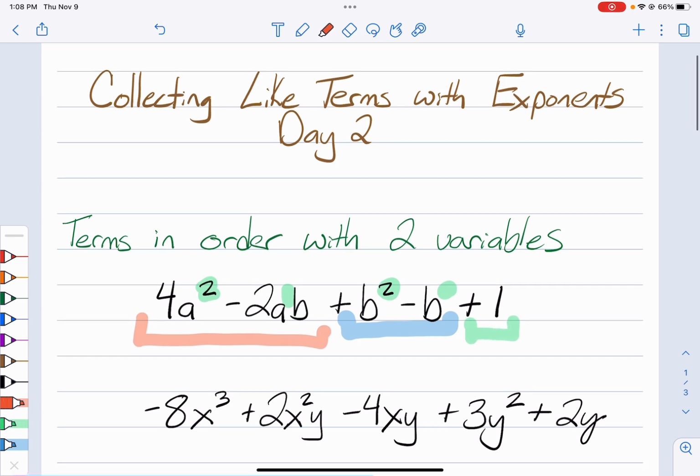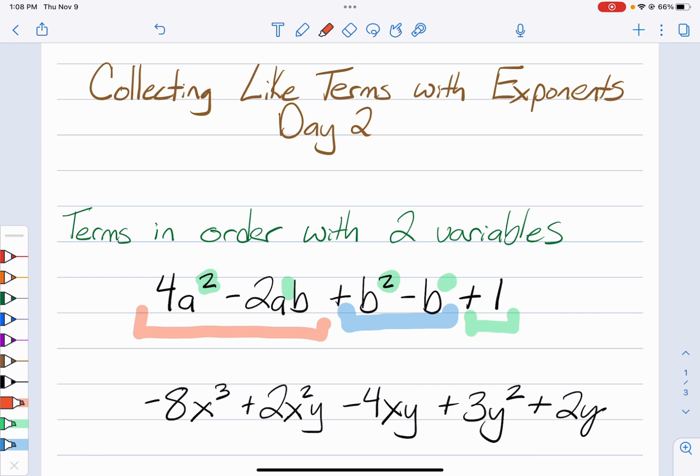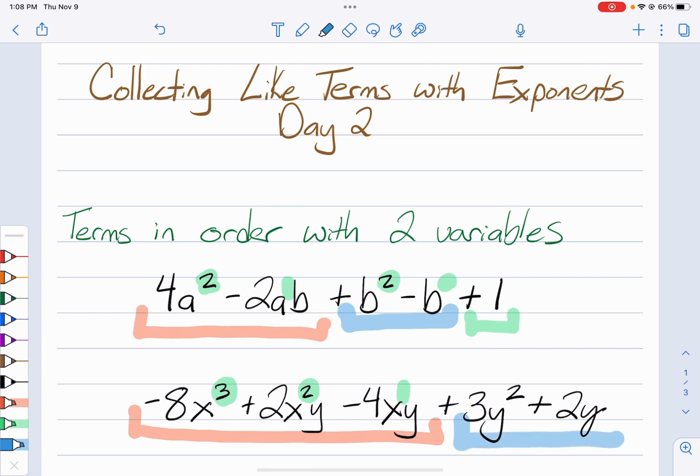Okay, let's look at our next example down here. So x's and y's, so alphabetically x is first. So which terms have x's? These first three have x's. And if we look at their exponents, it goes from largest to smallest: 3, 2, and a 1. Then the rest of the problem has just y's, and those are in order, 2, then 1. So alphabetically, the variable that comes first in the alphabet is the one that comes first in the whole problem, and then the next variable is at the end. And your exponents have to go in order from largest to smallest.